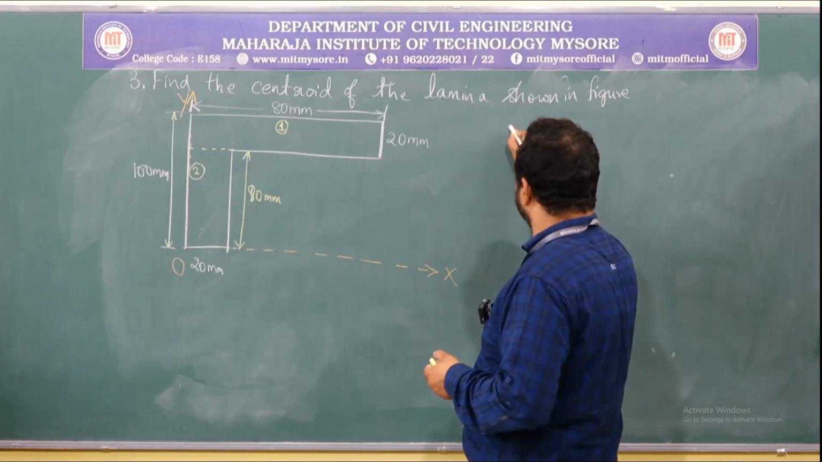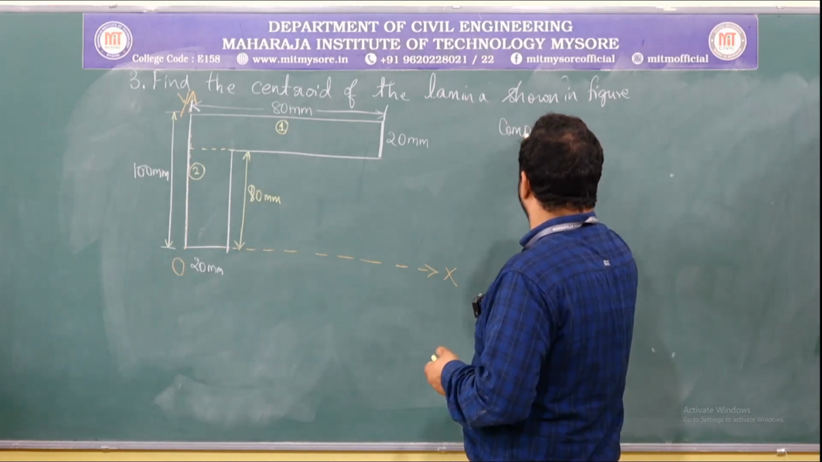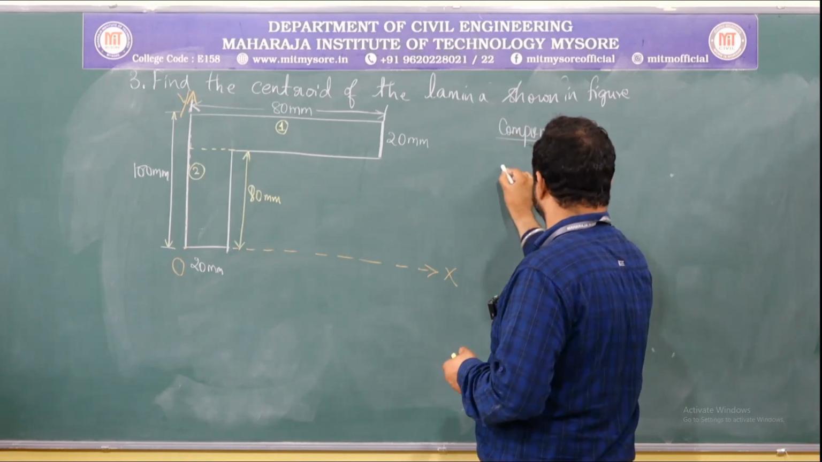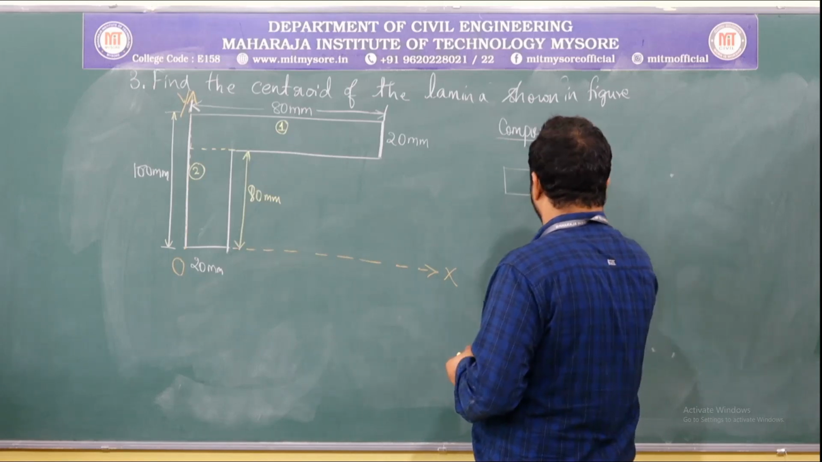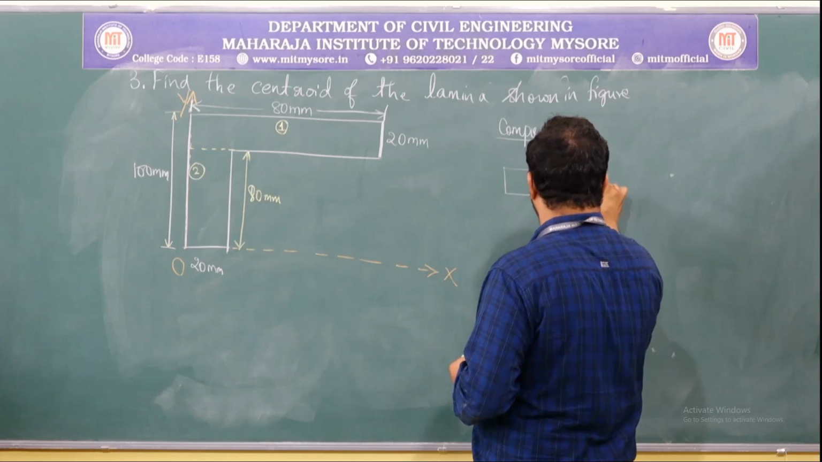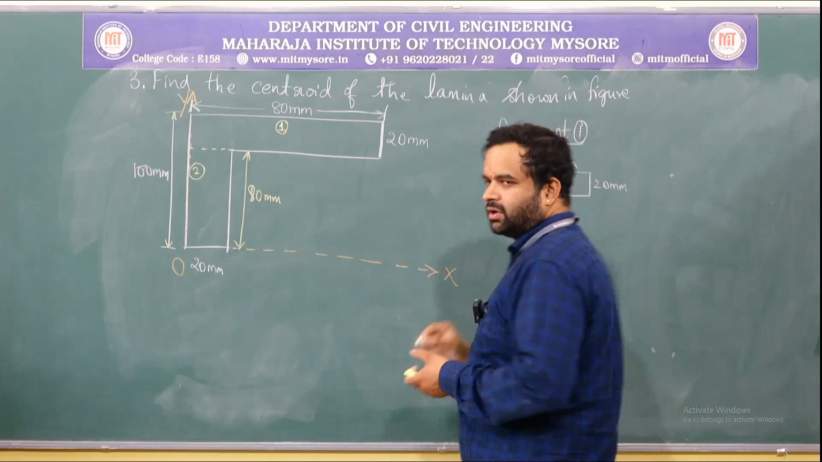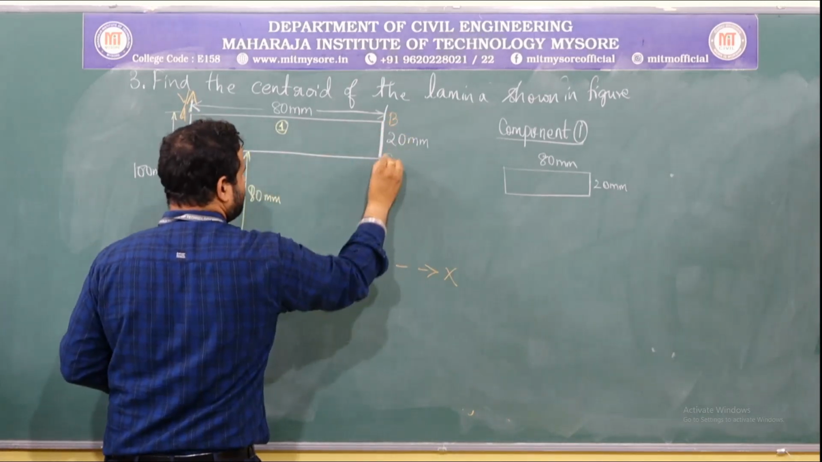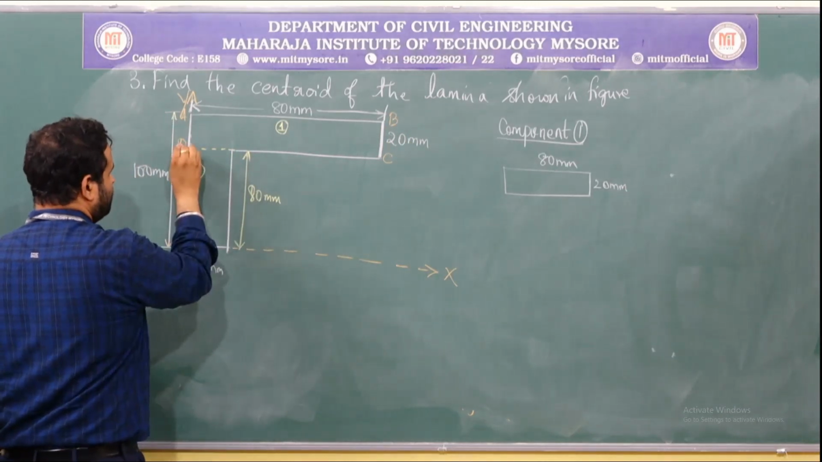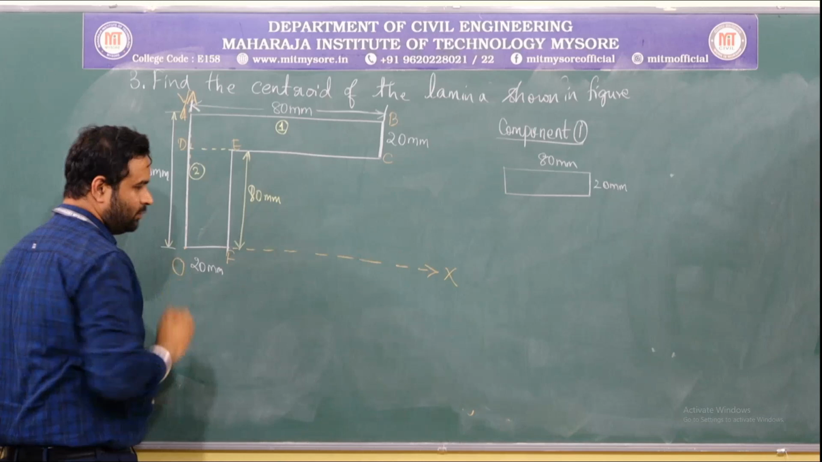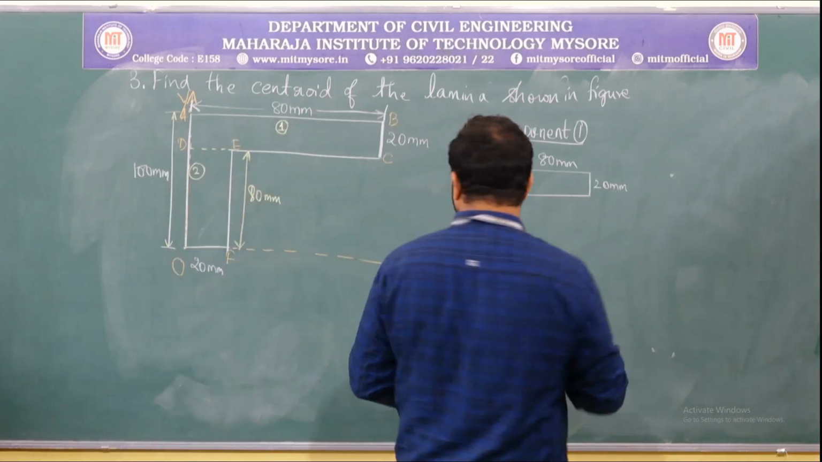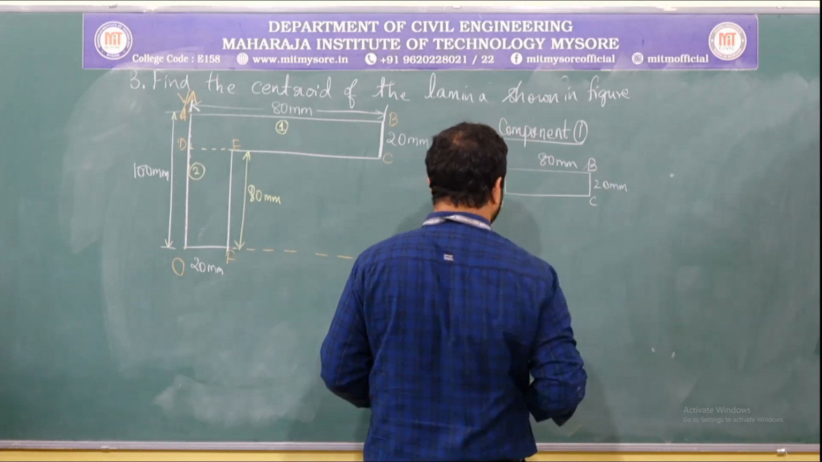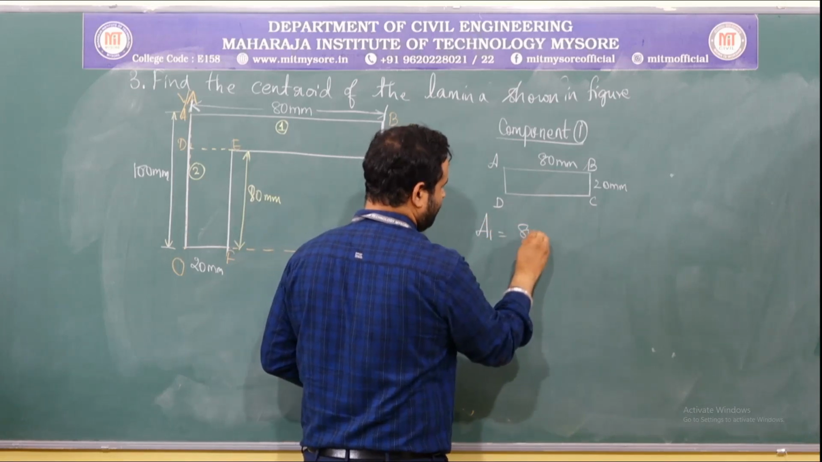Now what is the first step? For component 1, this is a rectangle of size 80 mm by 20 mm. So for your convenience, we can also name the rectangles as A, B, C, D, and D, E, F, O. There are two different rectangles here. So this will be A, B, C, D. So area 1, A1 is equal to 80 by 20.